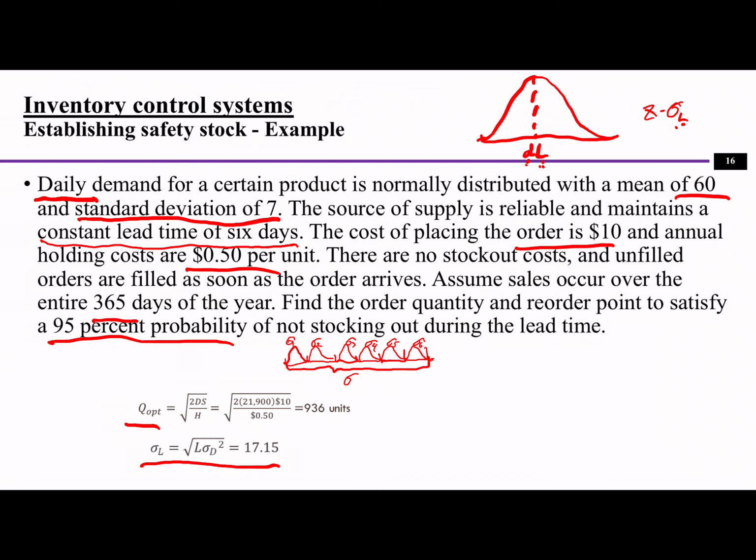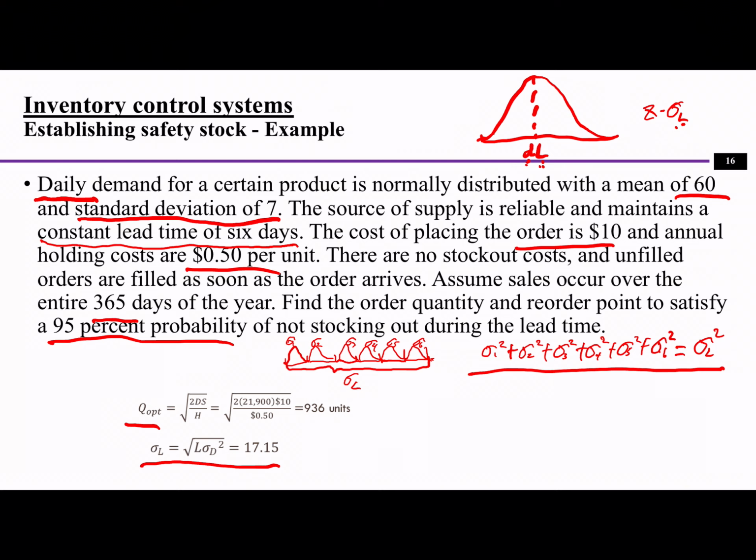We use this equation. So basically, we say that sigma 1 squared plus sigma 2 squared plus sigma 3 squared plus sigma 4 squared plus sigma 5 squared plus sigma 6 squared equals this sigma L squared.